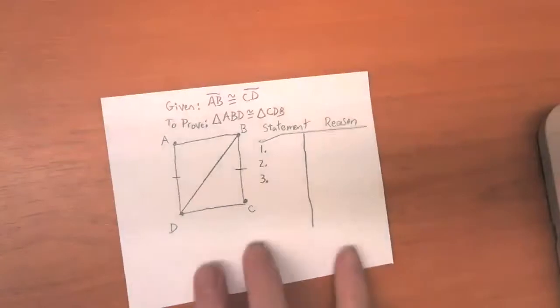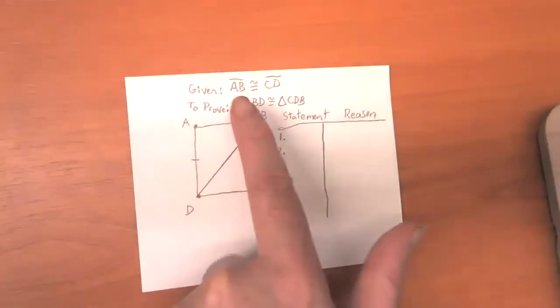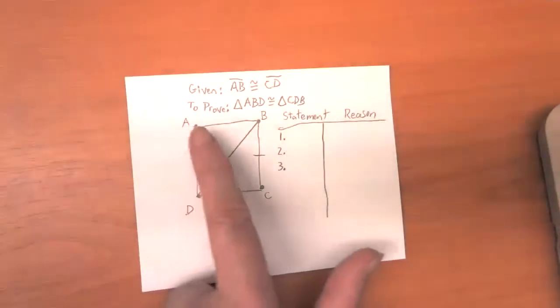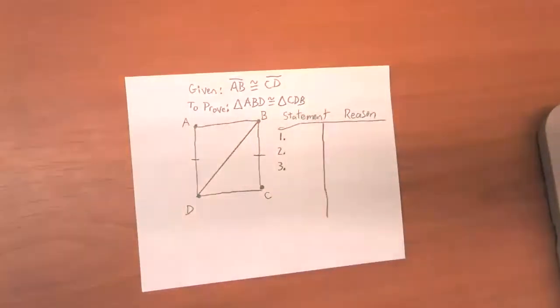So right now, we're going to start with a bunch of reasons that you can identify just by looking at a diagram that they give you. We don't need to do any extra thinking about it. So let's take a look at a couple different proof diagrams. Here we've got this figure, and it says given that AB is congruent to CD, those two line segments, and we need to prove that triangle ABD is congruent to triangle CDB.